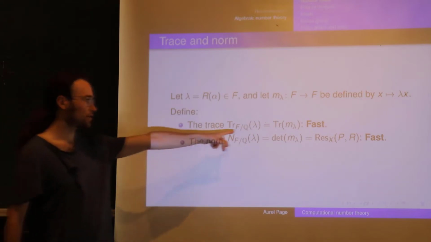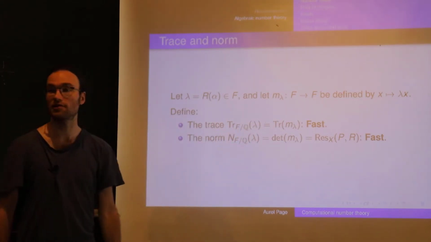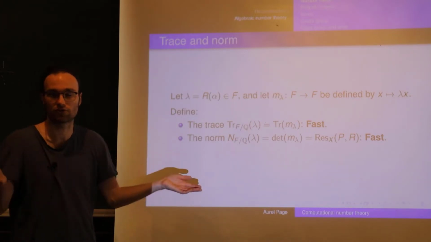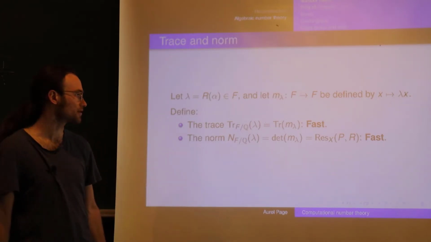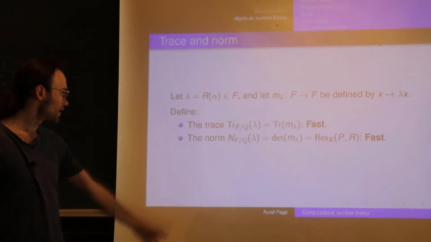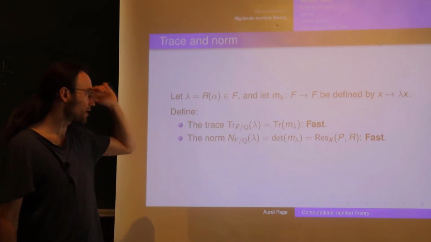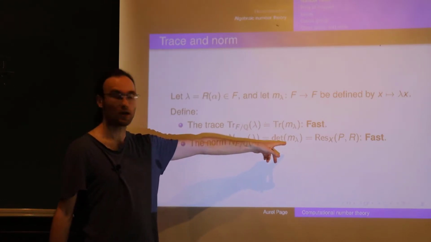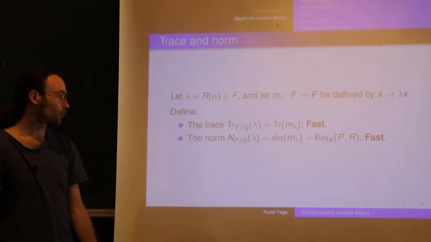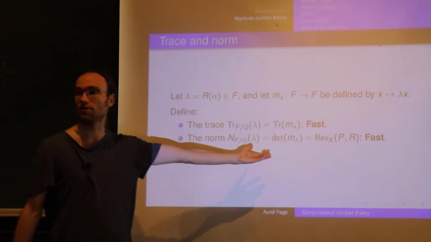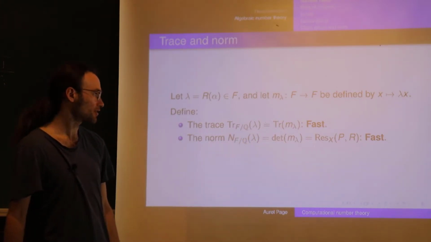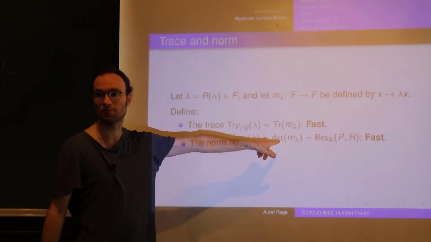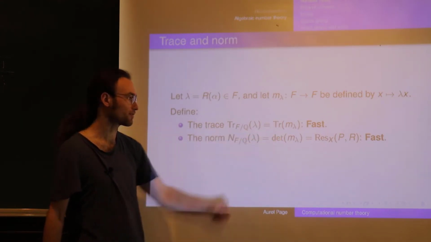Okay, so the trace is quite easy to compute because it's linear, so you could even pre-compute it on a basis, and then you just have to do the linear combination of the values on the basis, so this is not so interesting. The norm, if you simply apply the definition, it tells you to take the determinant of this endomorphism, for which you could compute a matrix and compute the determinant, but that's not actually such a good idea because this is polynomial time, but it's not quasi-linear, it's not so fast.